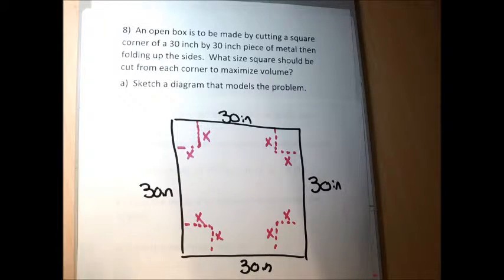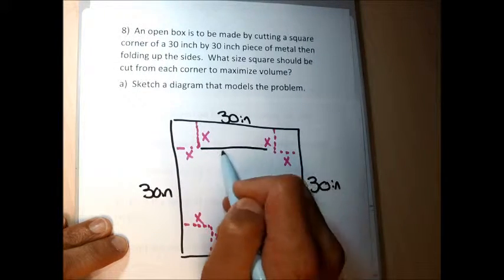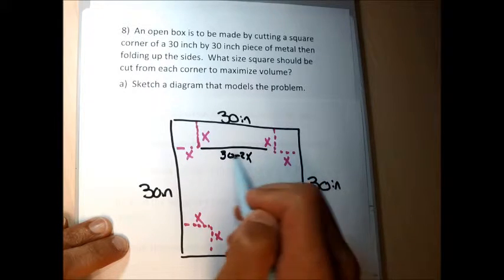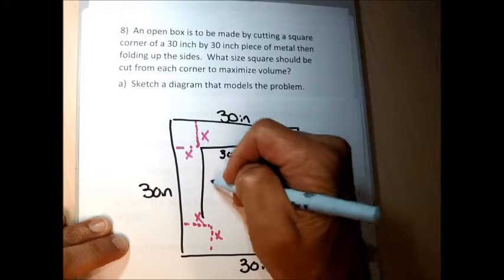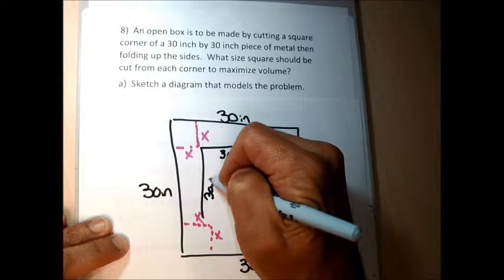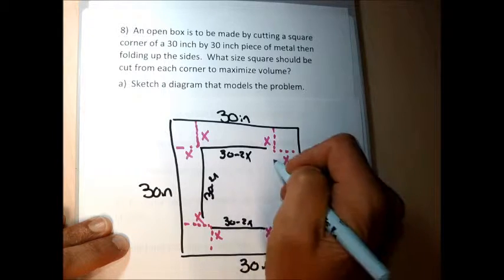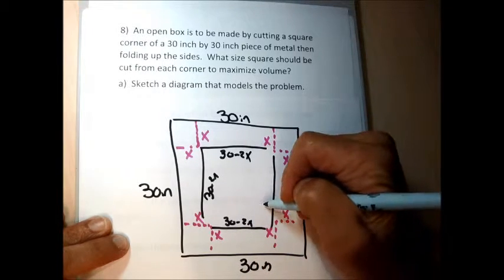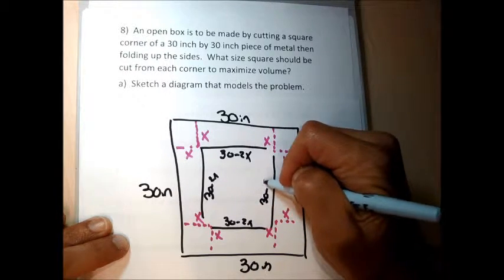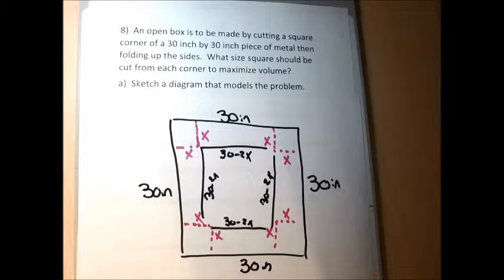And what I'm going to be left with is this side's going to be 30 minus 2x after you fold it up. This is going to be 30 minus 2x. This is going to be 30 minus 2x. This is going to be 30 minus 2x. So the base of my box is going to be 30 minus 2x by 30 minus 2x, and the height is going to be these x units. So this is the best diagram I could do in 2 dimensions, and I can't draw in 3 dimensions. So this would be considered a diagram. That's my answer to part A.